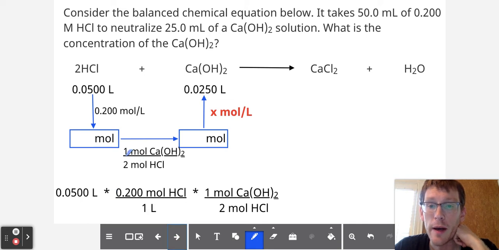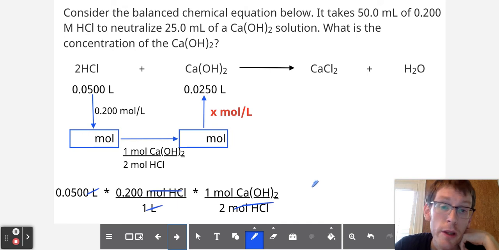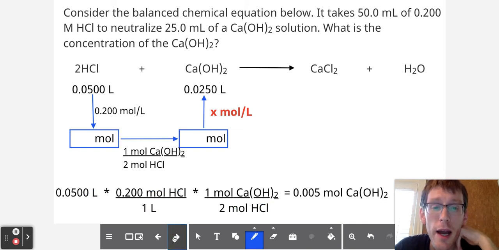So we have the liters canceling out, we have the moles of HCl canceling out, and at this point, we are at the moles of calcium hydroxide. Now, if you wanted to, you could multiply this by 1 liter over whatever unknown X molarity equals our 25 milliliters or 0.025 liters, but that's a little bit messy, I think. So what I do is I just stop here. I stop my dimensional analysis at the 0.005 moles of Ca(OH)2 that we get here.